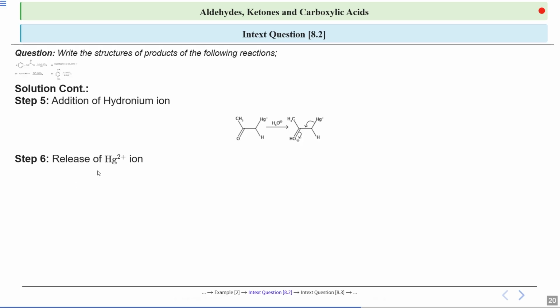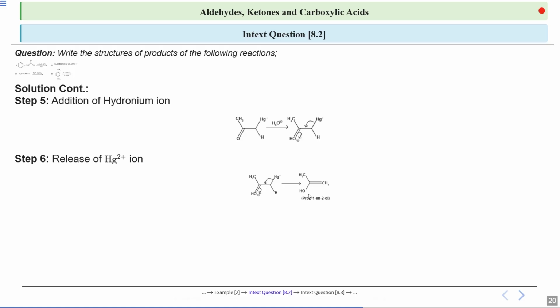Now moving on to step 6. Step 6 is the release of Hg2+ ion. If you look at this particular image, it shows the molecular structure after the release of Hg2+ ion. When this Hg2+ ion is released from here, you get prop-1-en-2-ol, and this is again unstable.